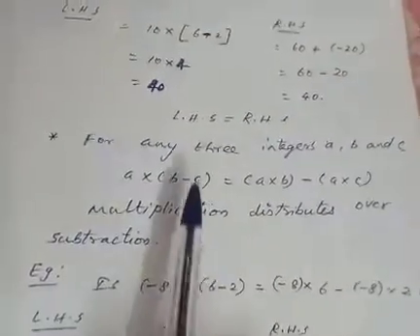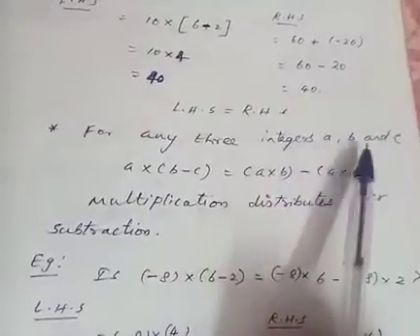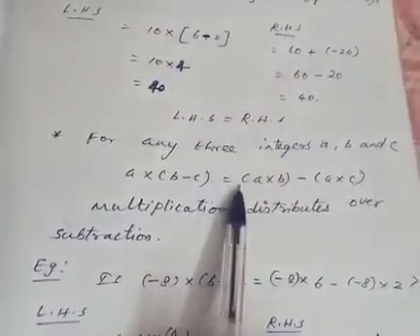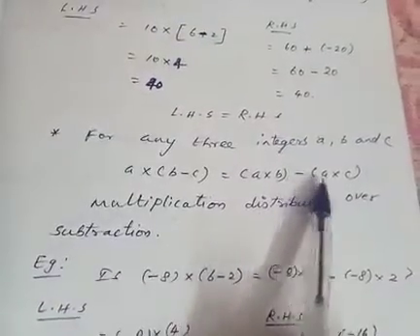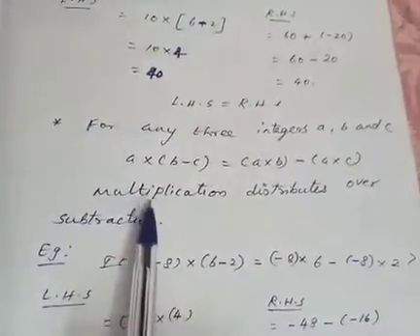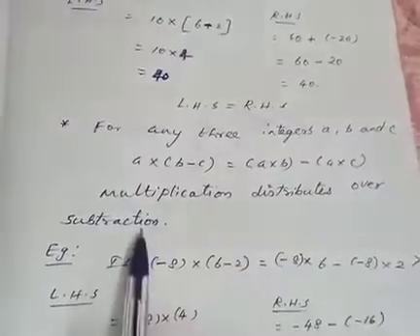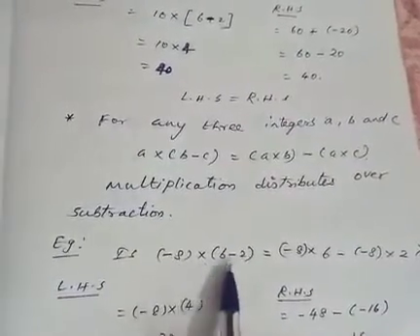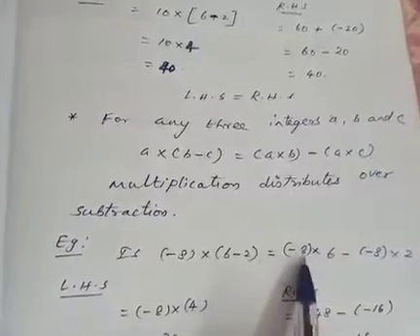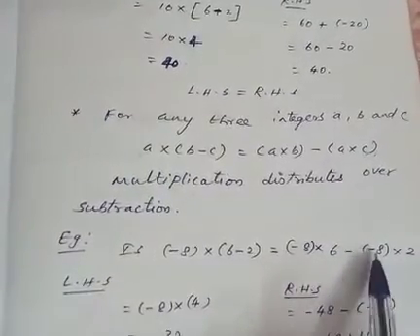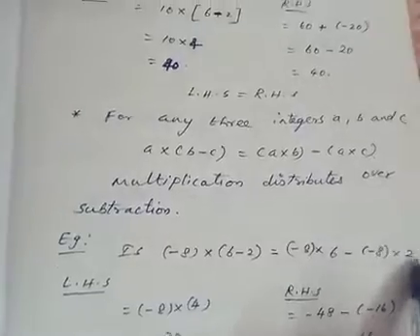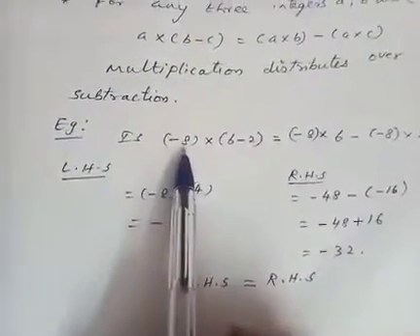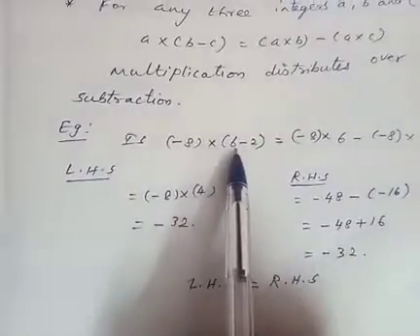Then for any three integers a, b and c, a into (b minus c) is equal to a into b minus a into c. This is for multiplication distributes over subtraction. For example, minus 8 into (6 minus 2) is equal to minus 8 into 6 minus minus 8 into 2. First we find the left hand side. What is the left hand side? Minus 8 into (6 minus 2).